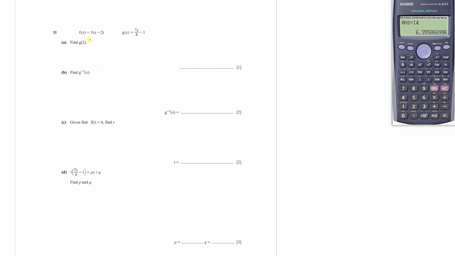Question number 11 is f of x is given and then g of x is given. The first part is find g of 2. So for g of 2, I'll substitute 2 here instead of x. So this will be 7 into 2 over 4 minus 1. So this will be 14 over 4 minus 1. And this will be 14 minus 4 over 4. This is 10 over 4, which is 2.5.